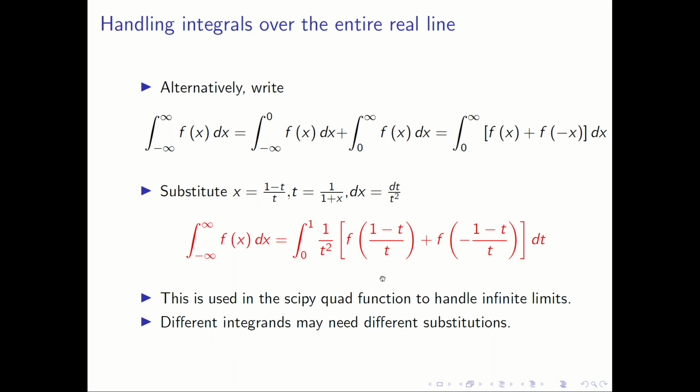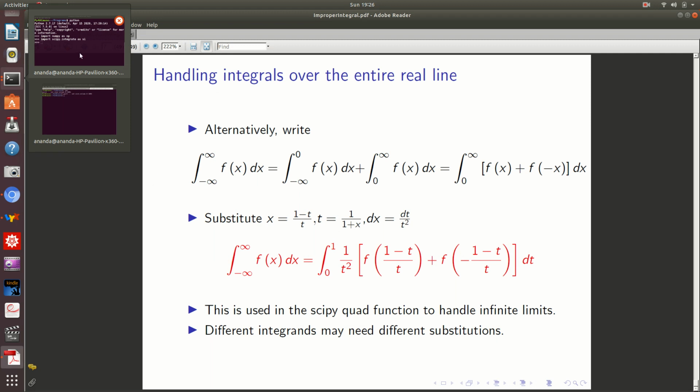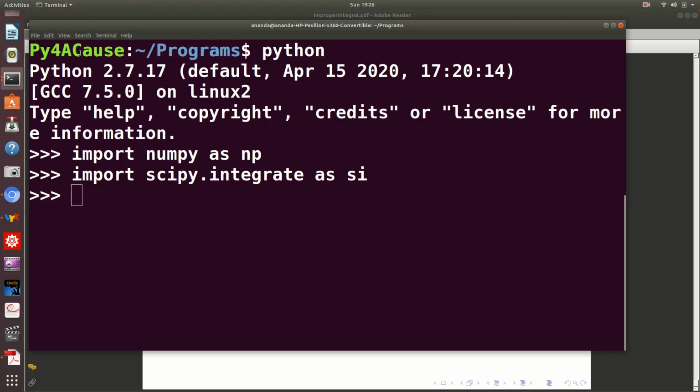So just to illustrate the basic ideas here, let me stop the presentation and go over to Python itself. I've already imported numpy as np for you, and I've also imported scipy.integrate as si. To illustrate the basic idea, I'm going to talk about a very simple integral over the entire real line, the integral of e to the minus x square.